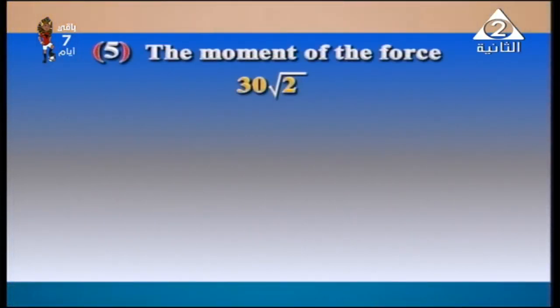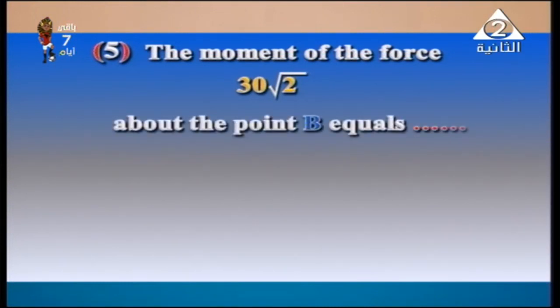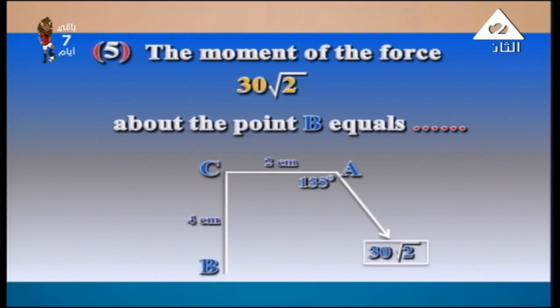The moment of the force 30 root 2 about the point B equals what? In the opposite figure we have AC equal 2 centimeter, CB equal 4 centimeter, and measure of angle A equal 135. We have force 20 root 2 acting at A, the required is the moment about B. Look, moment about B equals R times F. What is the R?